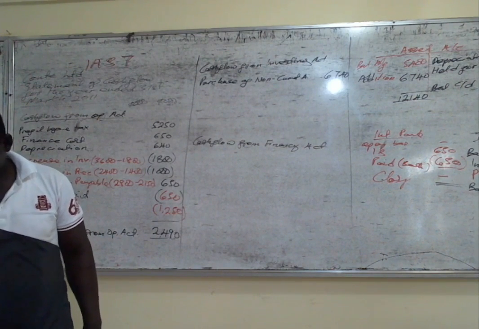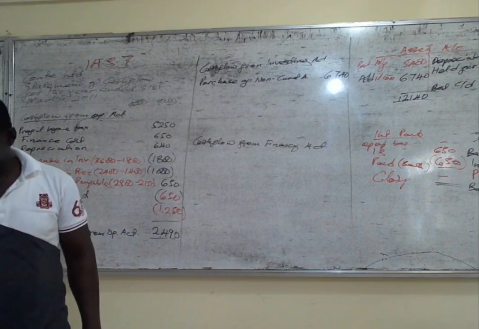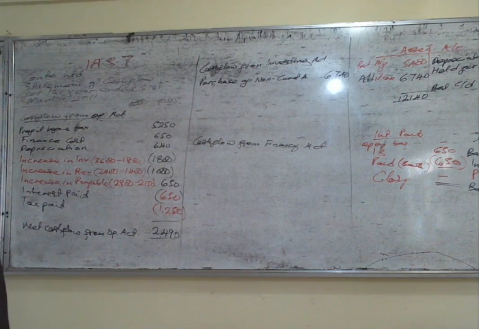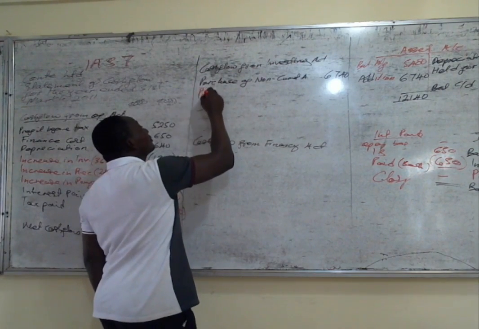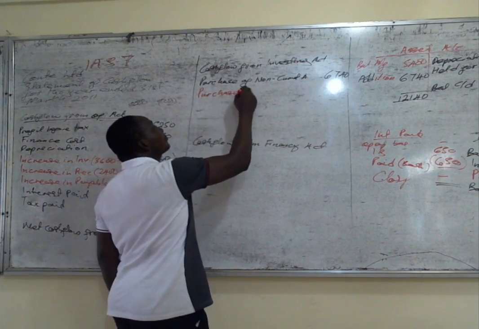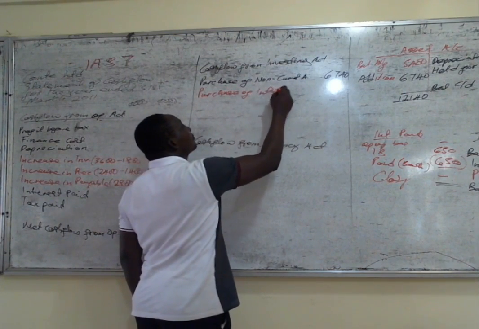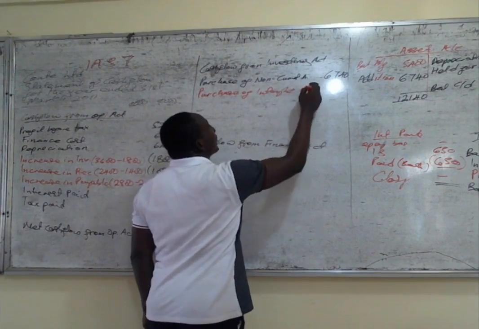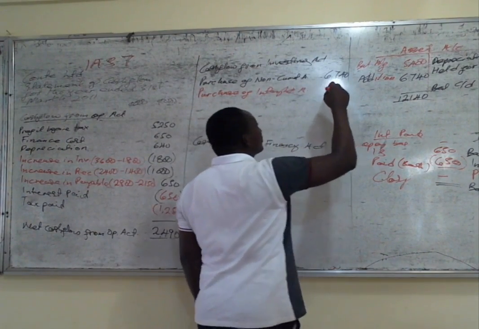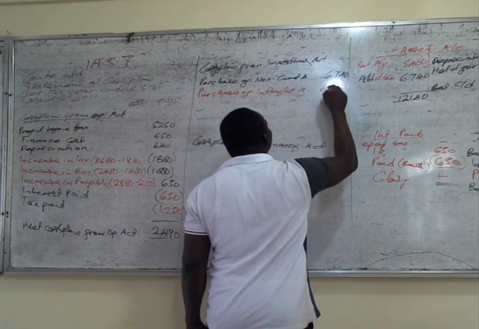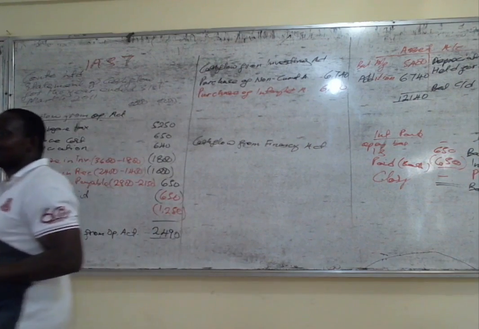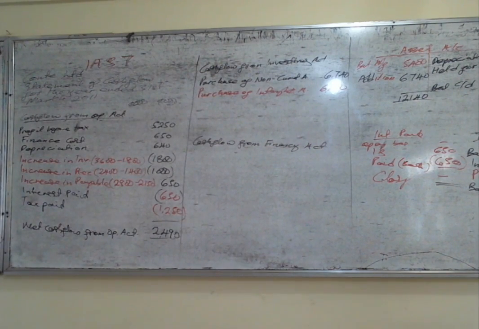There is also intangible. At the beginning it was 0, and now it is what? So it means that we have also purchased intangible assets. So purchase of intangible asset. How much? 6,200. Okay, there is no additional information, but it was 0 and it is now 6,200.